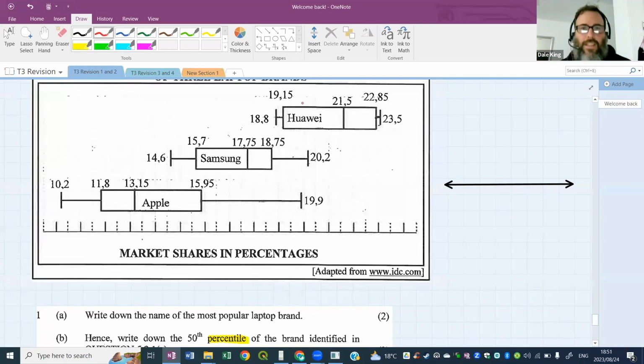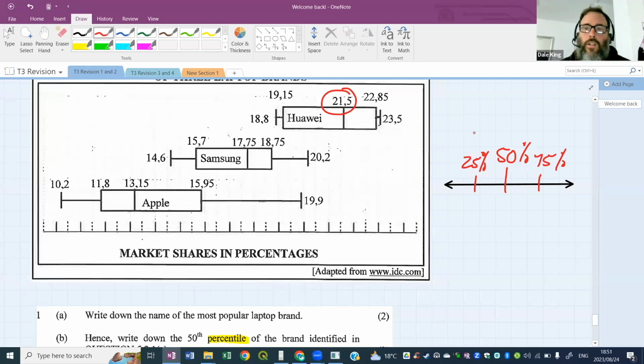Median. Yes, the median. Good. So we need the median for Huawei. Median is in the middle, 50% is in the middle for Huawei. So what is the median for Huawei? Can you see it on the screen? It's 21,5. Absolutely. Thank you, Bianca. Excellent. Good job. Well done.